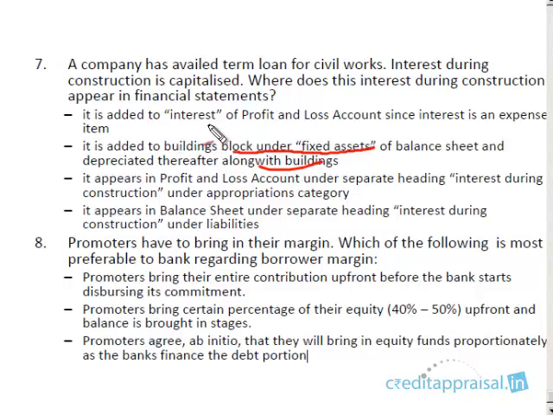We will not show this portion in the P&L account. In P&L account, we have an item called interest, but this interest is different. The portion which we capitalize is not going to come in the P&L account. When we mean capitalized, what we are saying is we are not going to show it in the P&L account.